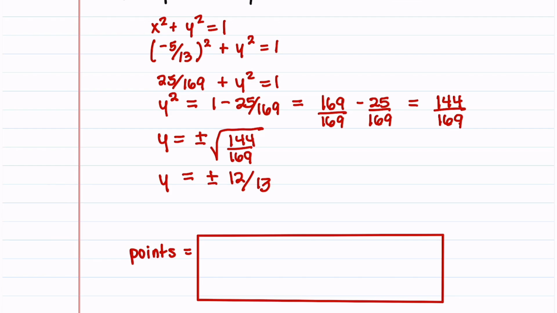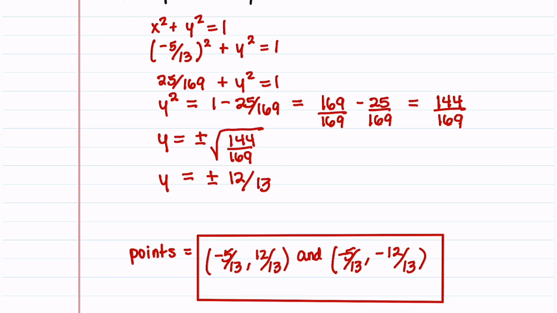Our x value is minus 5 over 13, so minus 5 over 13, comma, 12 over 13, and minus 5 over 13 again, and this time our y value is negative, so minus 12 over 13. And then let's include the quadrants. So for this first one, x is negative, y is positive, so that's our second quadrant. And then the second one, they're both negative, and that happens in our third quadrant.